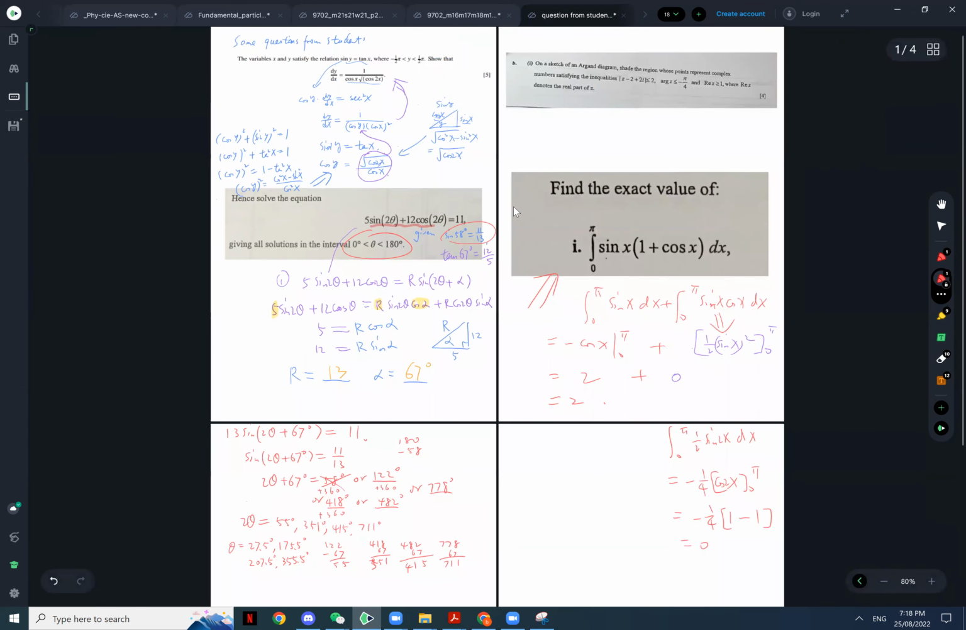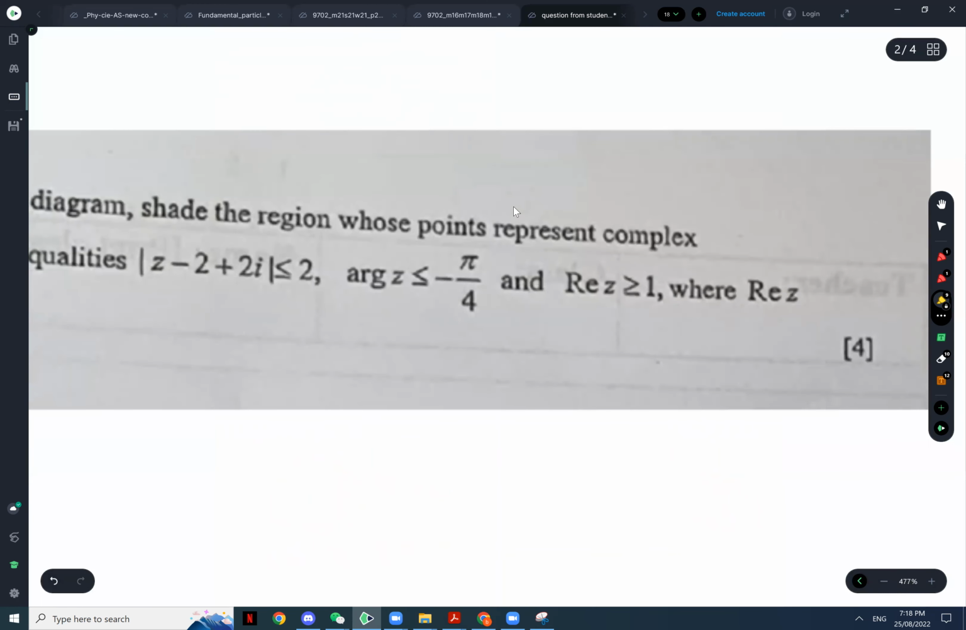Next one. Yeah, this part I tried two ways. You need to think why I can rewrite like this. Just think about differentiation. This one.